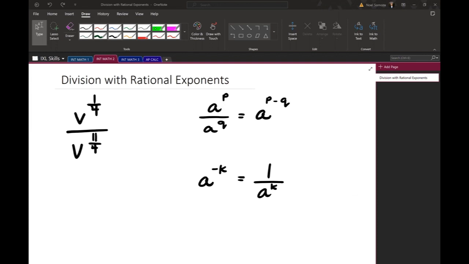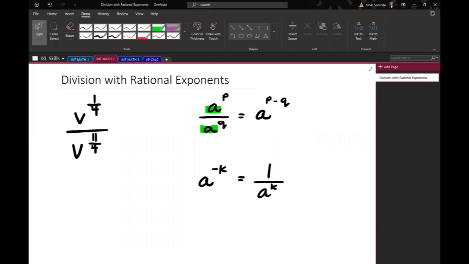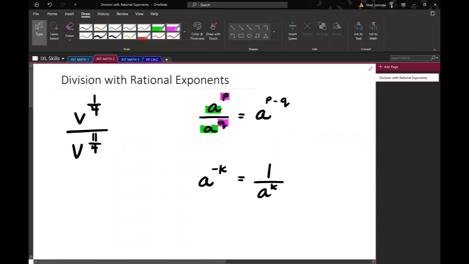So if you look at the first property, it tells us that if you have the same base a, then what you'll do with the exponents, p and q, is subtract them.